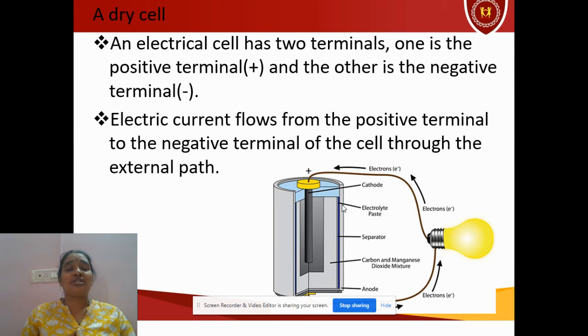When the chemical reactions are taking place and the cell is connected by wires, the chemical energy is converted into light energy. Because of that, the bulb starts glowing. You can see the bulb is glowing because the current is passing from the positive terminal to the negative terminal.